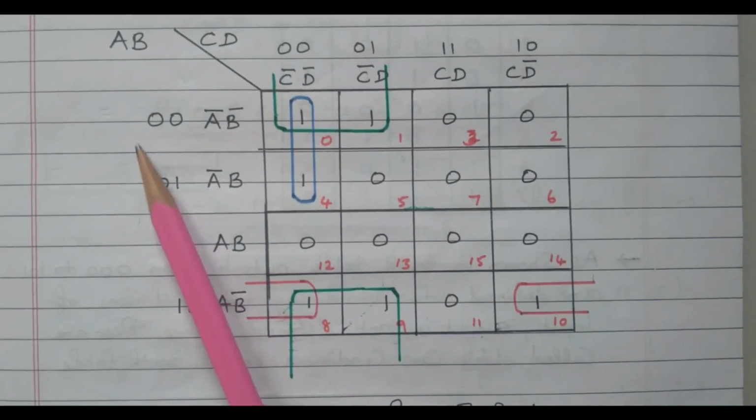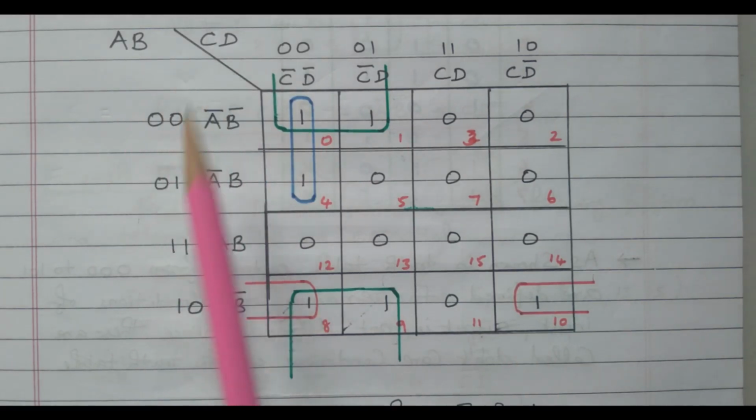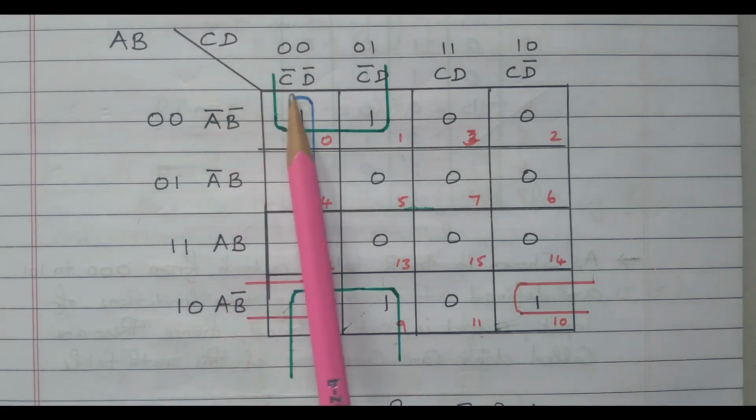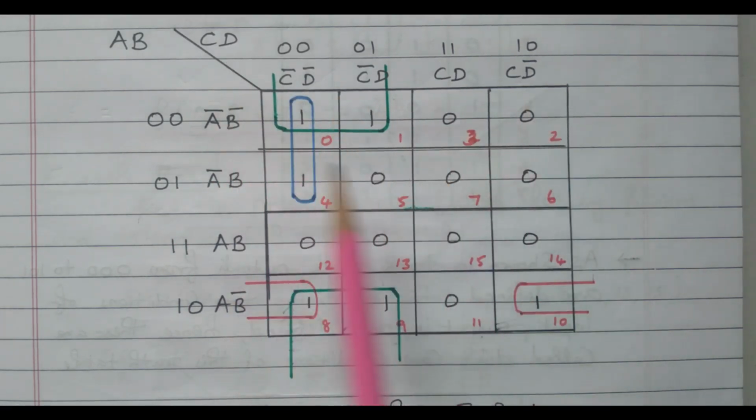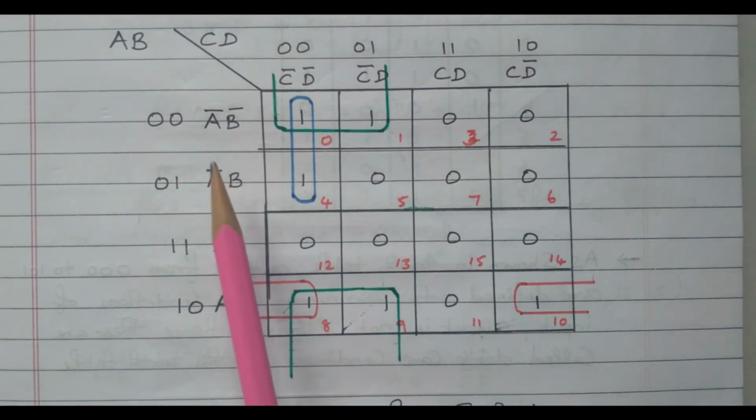Refer to the diagram so that you are able to understand. This is a 4 variable K map, with 4 variables A, B, C, D, right? A, B is plotted in vertical manner. C, D is plotted in horizontal manner. A, B has 2 variables, so there are 4 possibilities: A bar B bar, A bar B, A B, A B bar.